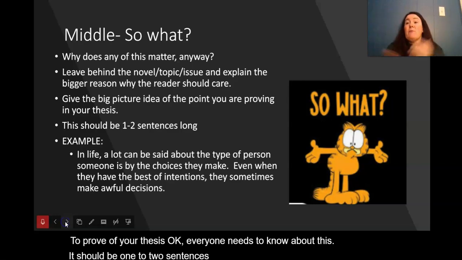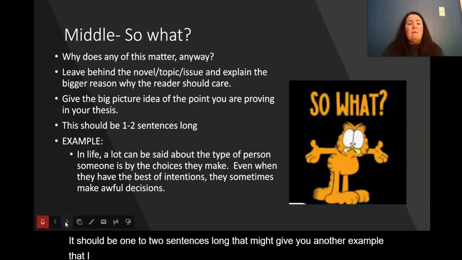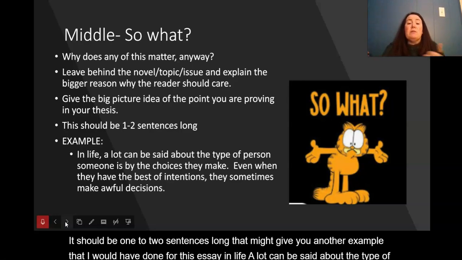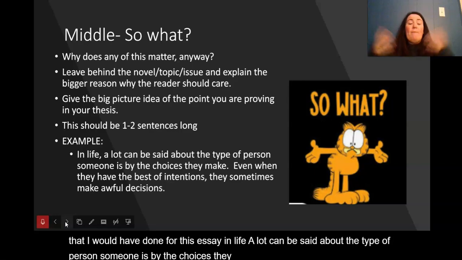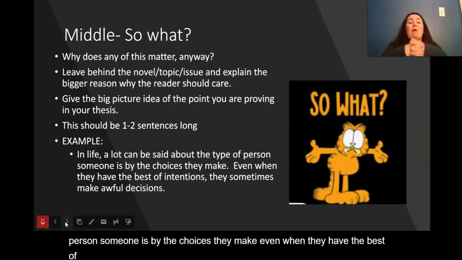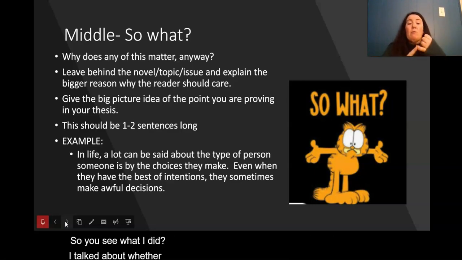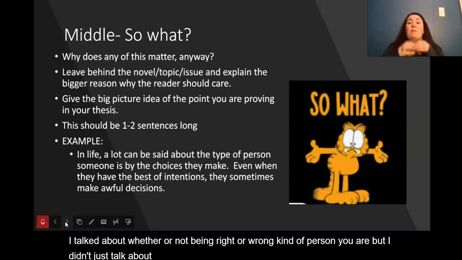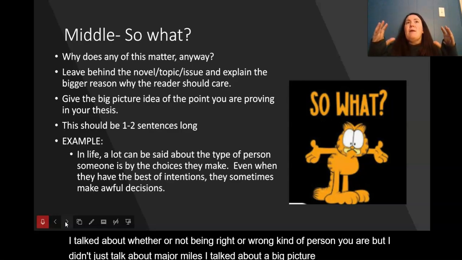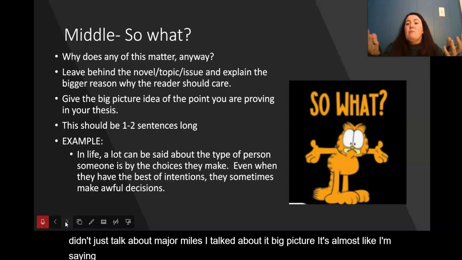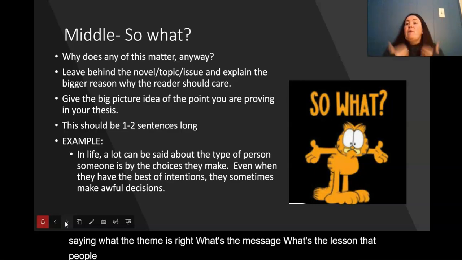And I'm going to give you another example that I would have done for this essay. In life, a lot can be said about the type of person someone is by the choices they make. Even when they have the best of intentions, they sometimes make awful decisions. So do you see what I did? I talked about whether or not being a right or wrong kind of person, but I didn't just talk about Major Miles. I talked about it big picture. It's almost like I'm saying what the theme is, right? What's the message? What's the lesson that people should learn from reading my essay?